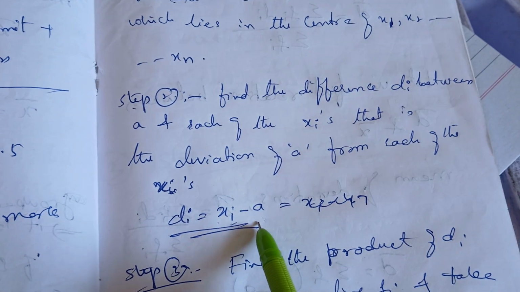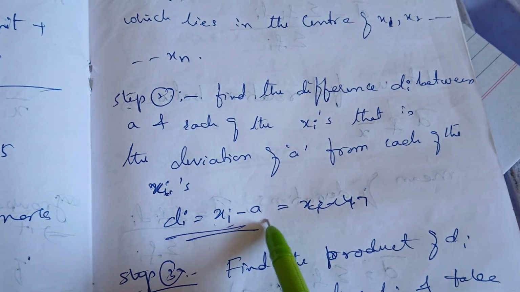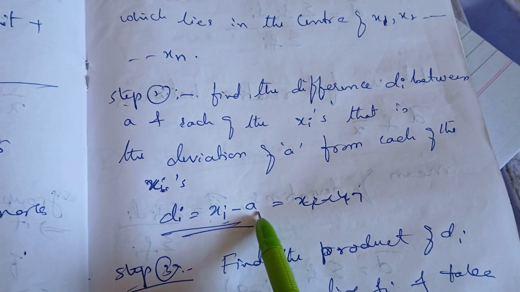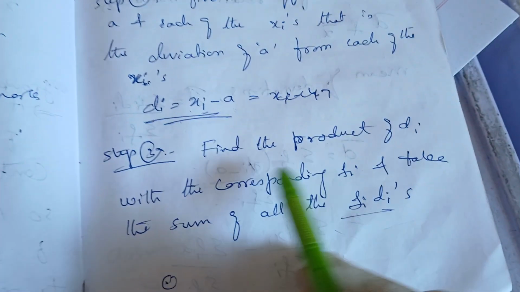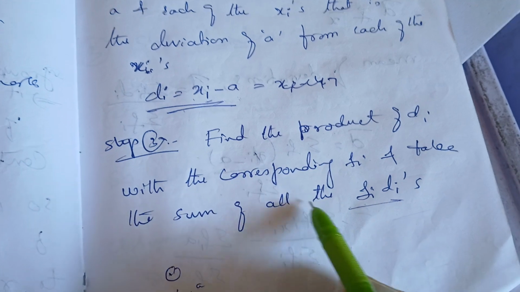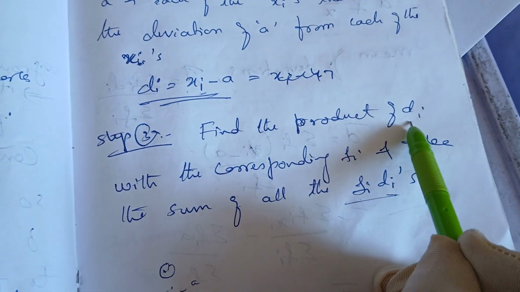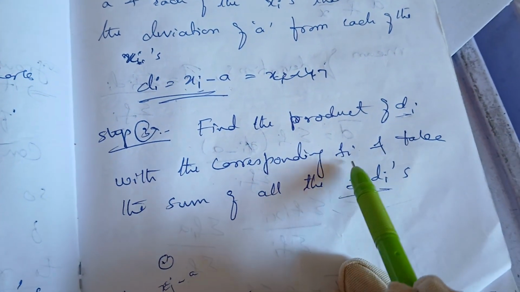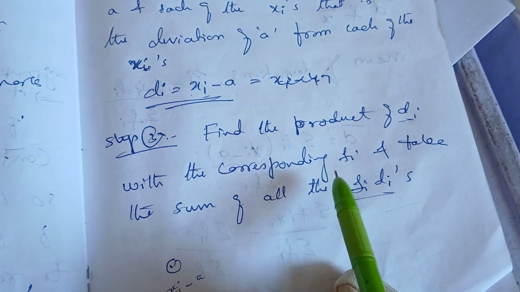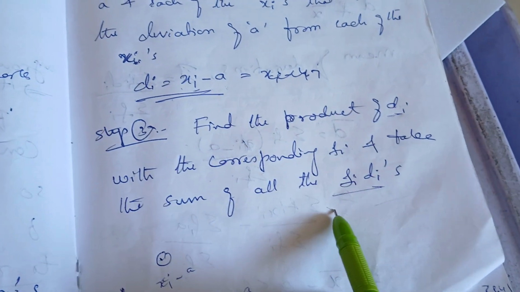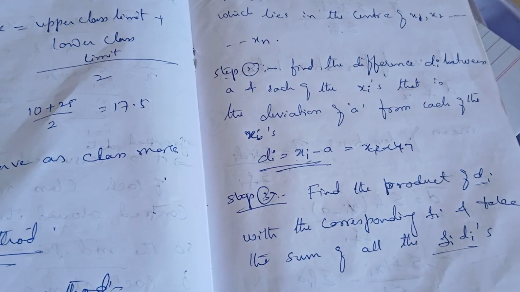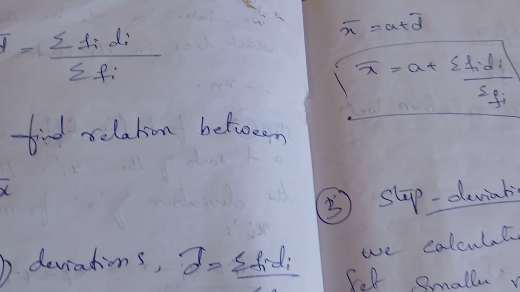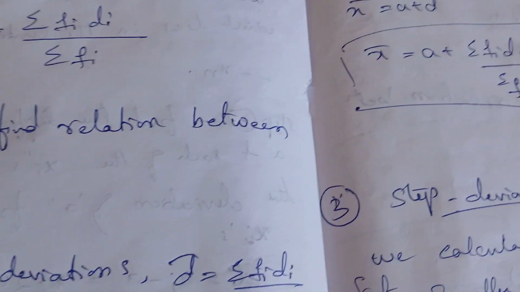A is the assumed value we chose in the first step from the list. So we calculate the difference like this. The third step is to find the product of di and fi. We multiply the values of the di column and the fi column, and we get the products of di's and fi's. Clear? Next, we have to put these values in the formula.